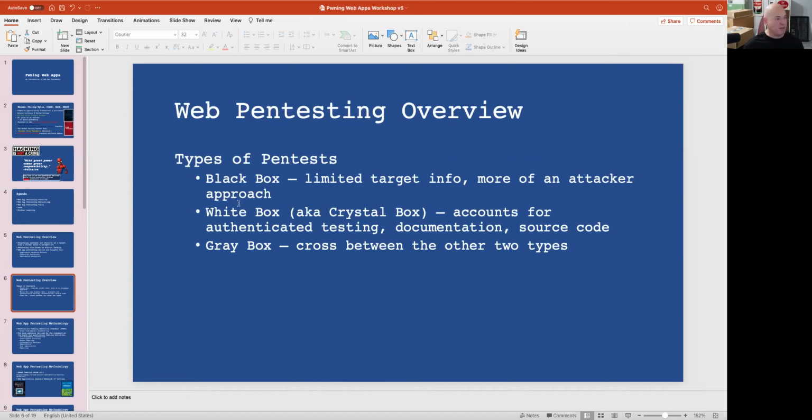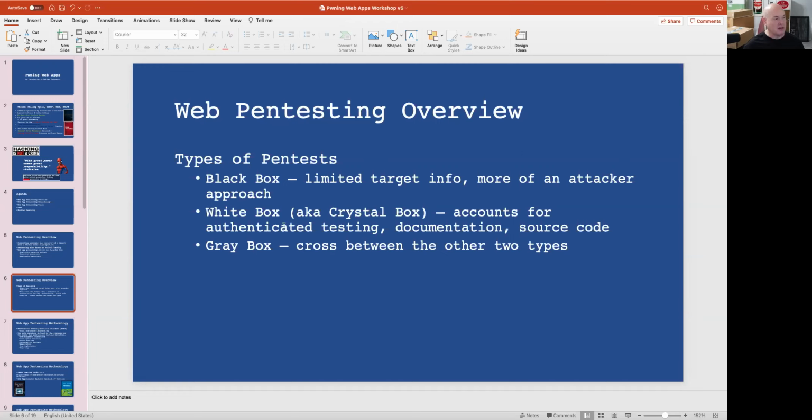So there's different types of pen tests here. Your black box is referred to as a blind pen test, meaning you have no sight into that target. So you're testing this from an attacker approach. A malicious actor, threat actor, script kiddie, nation state, or whatever is trying to access this application, and you're testing it the same way they would. So you're not having information or accounts on there.